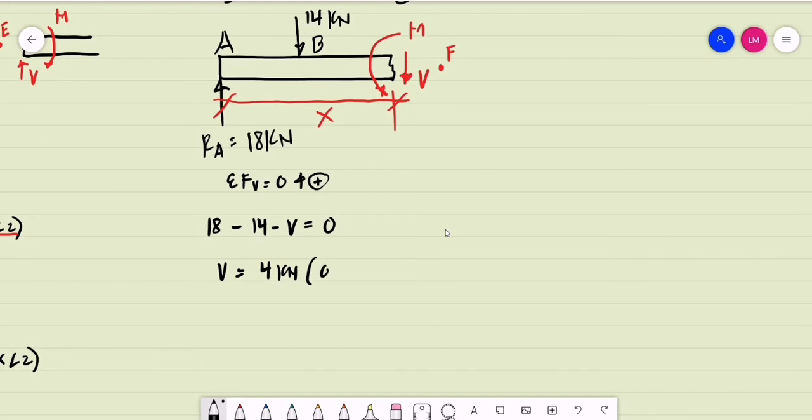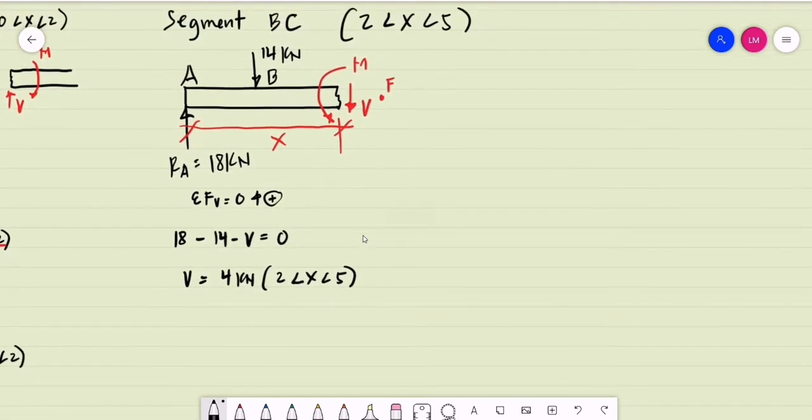This is for the interval 2 meters less than x less than 5 meters. For the moment equation, the 14 kilonewton load is at a distance from point F, where 2 meters is from A to B, so this will be x minus 2. All we have to do is the summation of moment at point F equal to 0. I'll be using the black pen. We are doing summation of moment about point F equal to 0, clockwise moments to be positive.